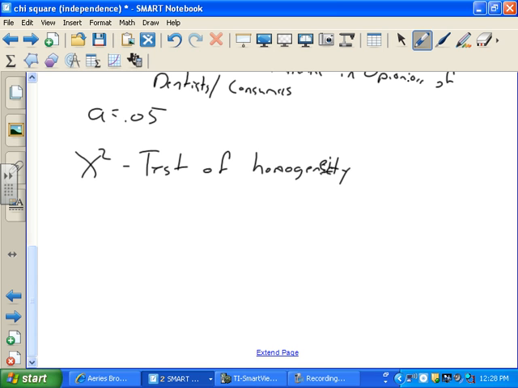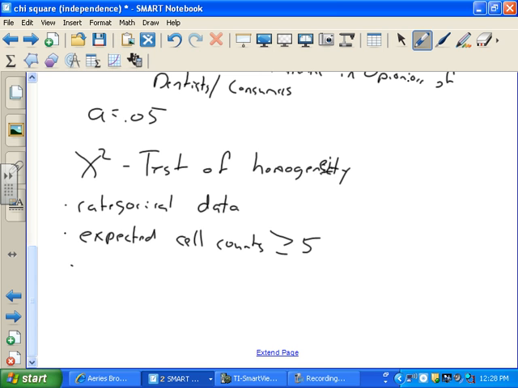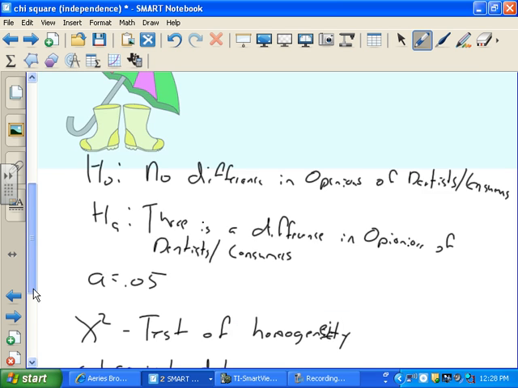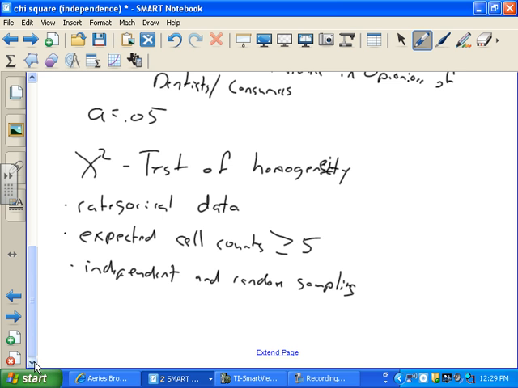Let's see, categorical data. Expected cell counts, we're going to have to do that in a sec. Greater than or equal to 5. And independent, and random sampling. We're going to assume that because I don't think it was given to us in the context here. A survey was done, so we'll have to assume that third one. And we need to go find our expected cell counts now.